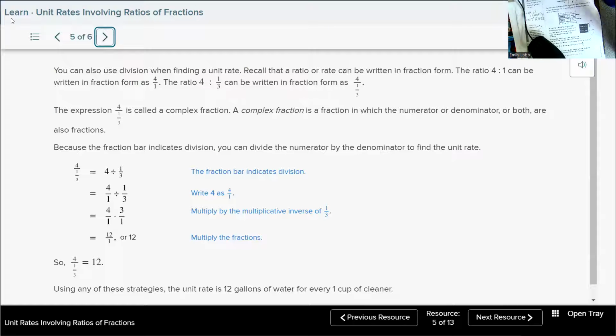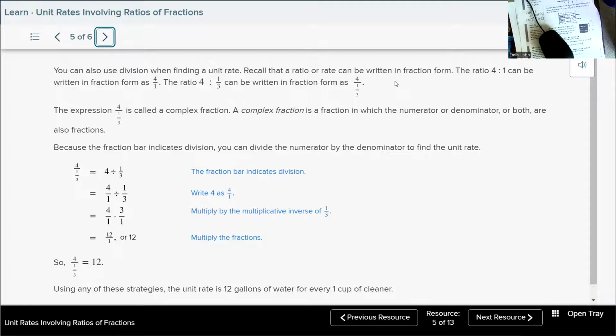So you can also use division when finding a unit rate. Recall that a ratio or rate can be written in fraction form. So the ratio 4 to 1 can be written in fraction form as 4/1 here. The ratio 4 to 1/3 can be written in fraction form as 4 over 1/3. Remember, we call that a complex fraction. The expression 4 over 1/3 is called a complex fraction.